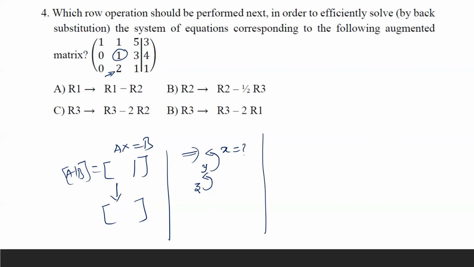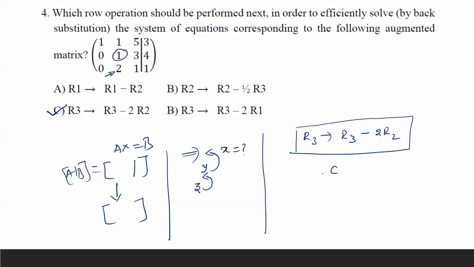So how can we make this 2 a 0 using 1? It is in R3, right? So you are changing R3, and in R3 there is a 2. If you multiply the second row by 2, there also you will get a 2, right? That's how you are multiplying R2 by 2. And because you have 2 in both the rows, you can take the difference between them. So the operation which you should use to get the echelon form is R3 changes to R3 minus 2R2. See, the correct answer for this question is option C. That's the correct answer here.